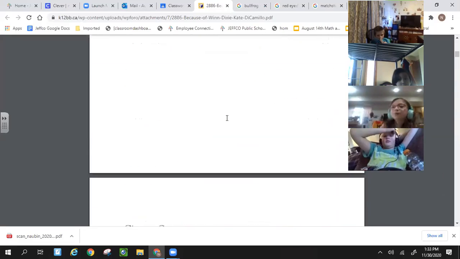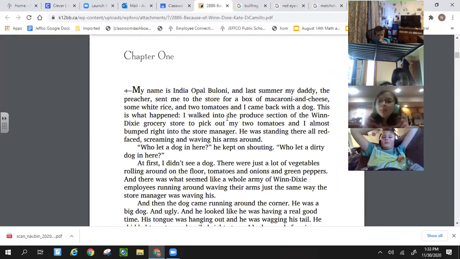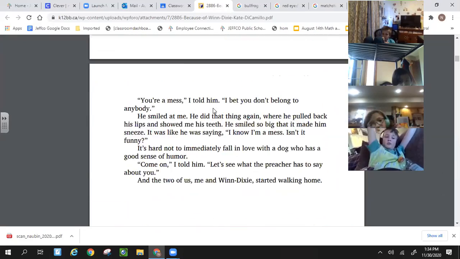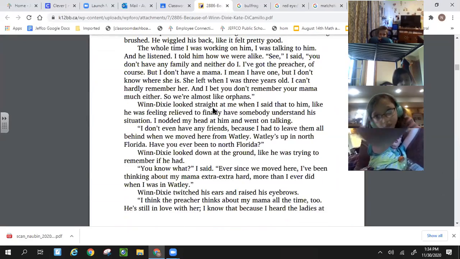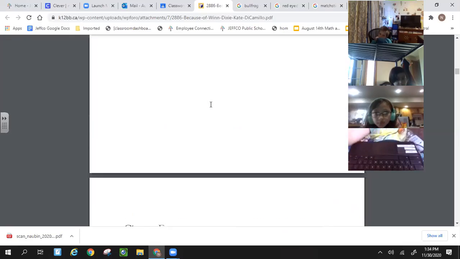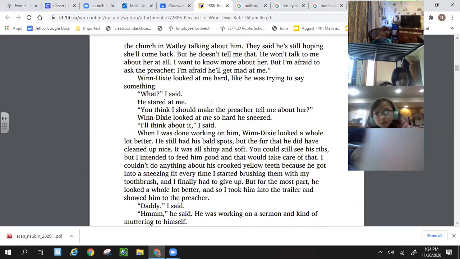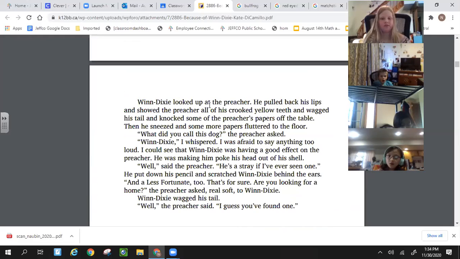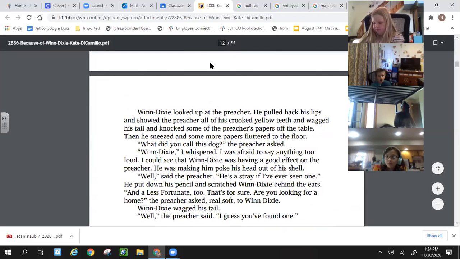Here is the beginning of chapter 1. When I go up here, it says page 7. So you're going to read 7 through 12. You're reading 2 chapters because your chapters are shorter. See, that's chapter 2. That's chapter 4. You don't want to go that far. You're only reading 2 chapters. So you stop right here, which is page 12.